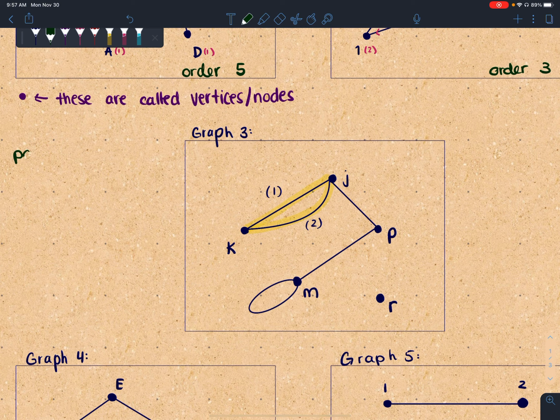So parallel edges are edges that join the same vertices.